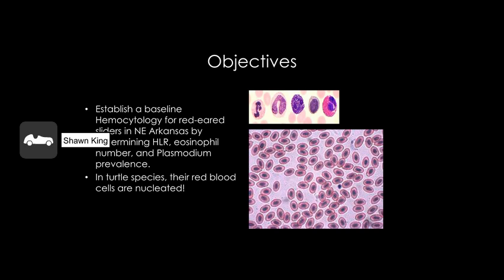The main goal of this project was to get baseline immune cell proportions for red-eared sliders by determining their heterophil lymphocyte ratio, also called HL, or HLR in my poster, eosinophil count, and measuring Plasmodium occurrence.